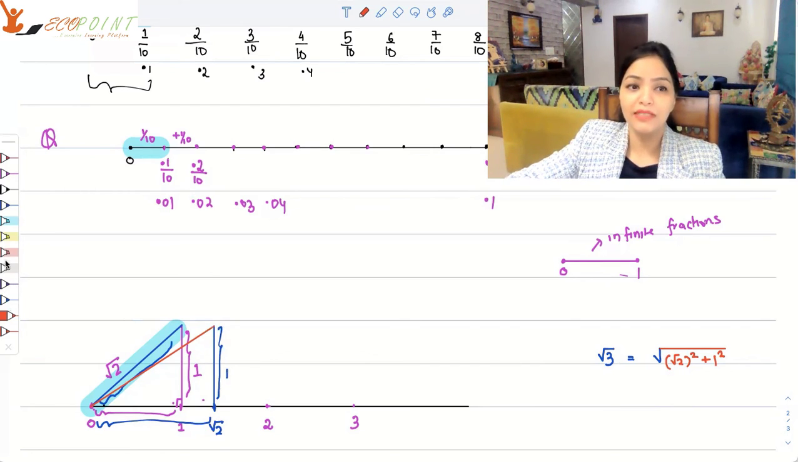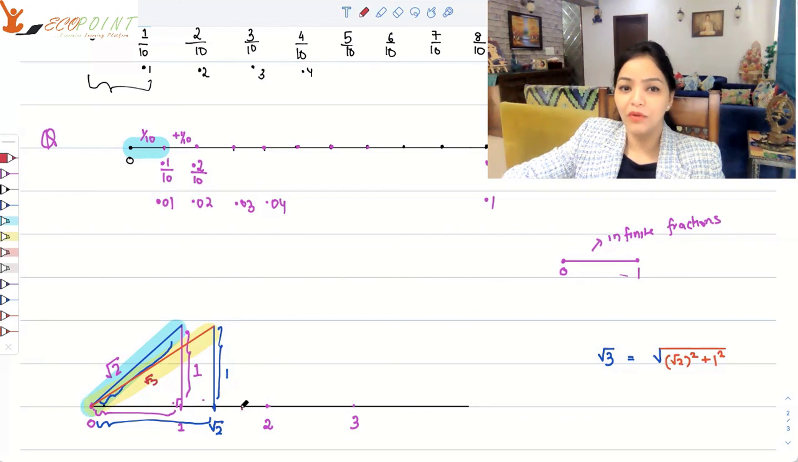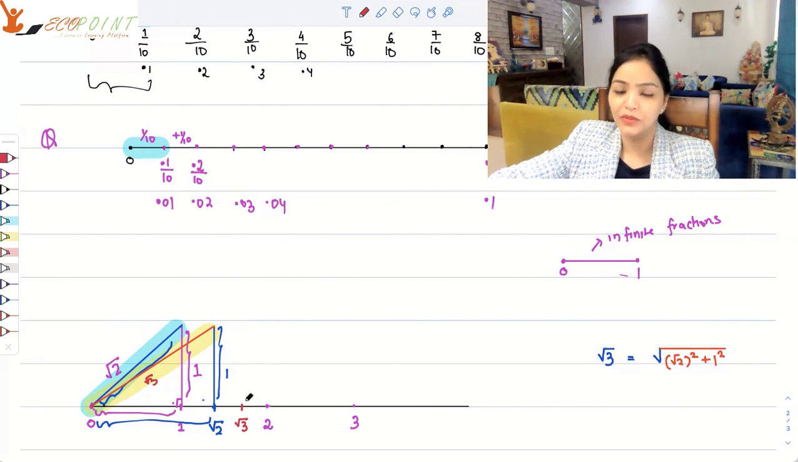Which essentially means that this length that you have here, the hypotenuse, is √3. So you can check what it is and put it up horizontally, and that will give you √3. For geometrically doing this, we use a compass. Otherwise, we just have to know this length and we can mark it here. It's going to be something lesser than 2.